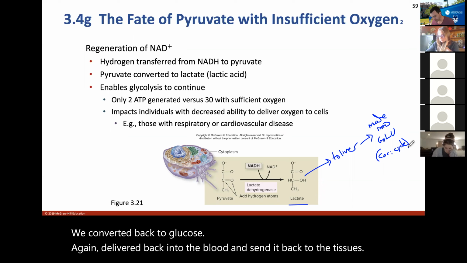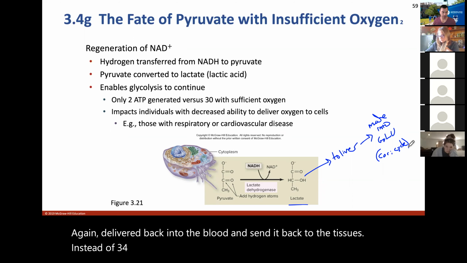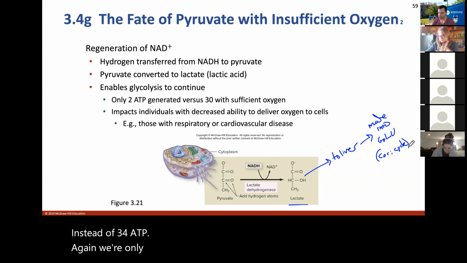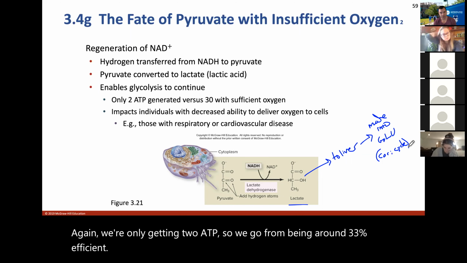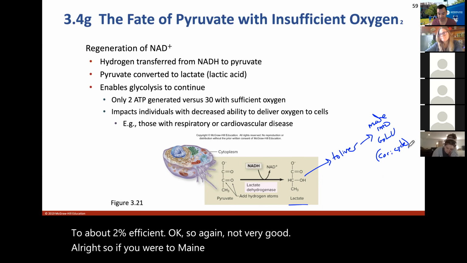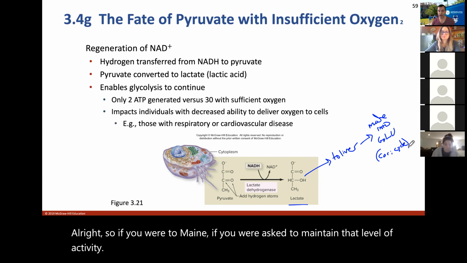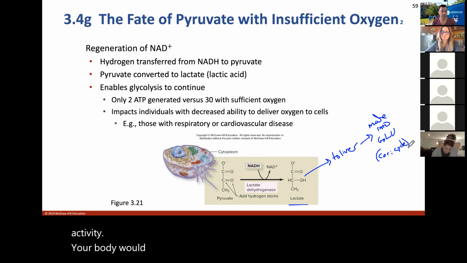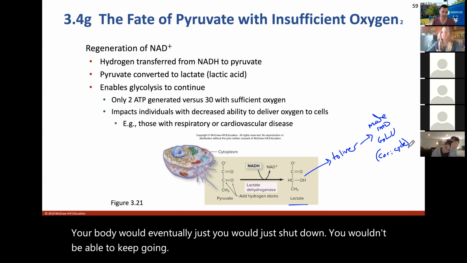Instead of 34 ATP, again, we're only getting 2 ATP. So we go from being around 33% efficient to about 2% efficient. Okay. So again, not very good. All right. So if you were asked to maintain that level of activity, your body would eventually just shut down. You wouldn't be able to keep going.